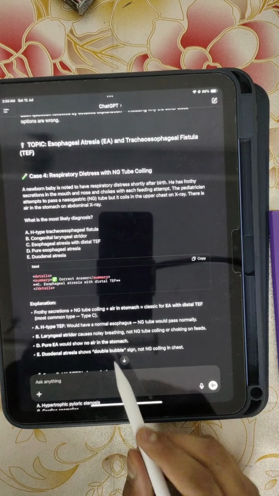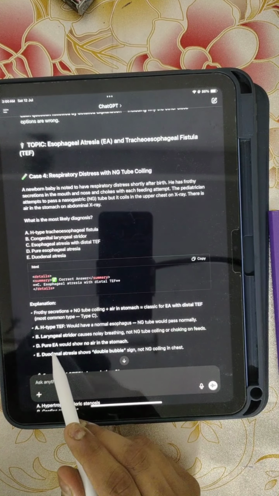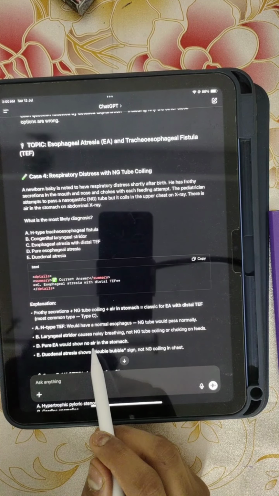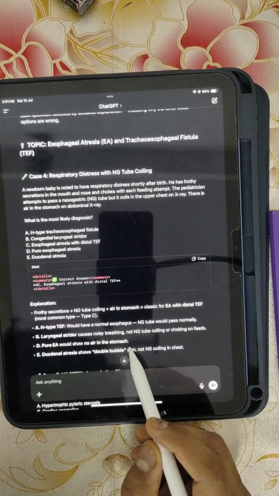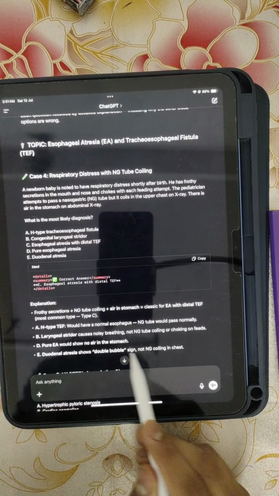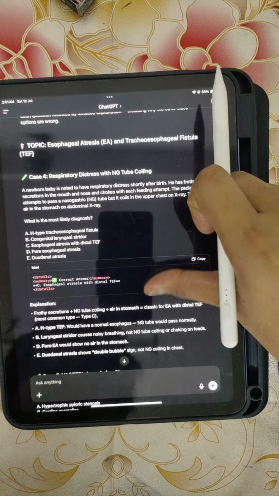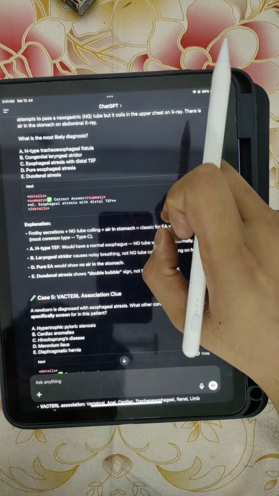Laryngeal stridor causes noisy breathing, not NG tube coiling. Pure esophageal atresia would show no air in the stomach, and duodenal atresia shows the double bubble sign. We'll study it just after this. Okay. Next one.